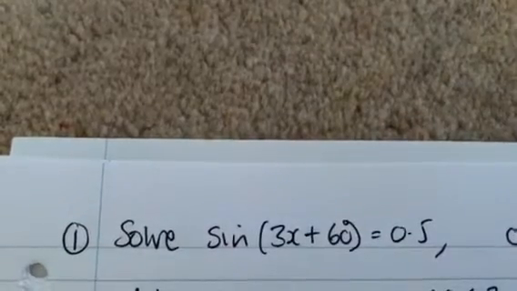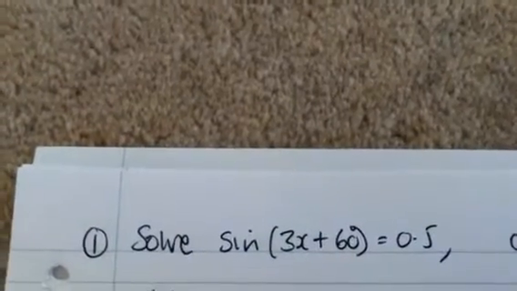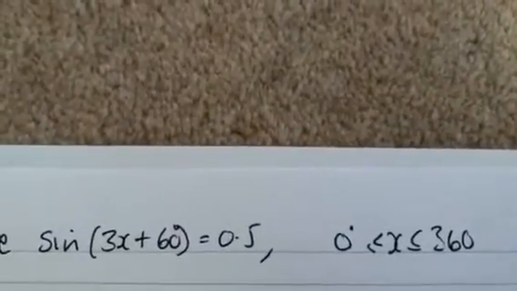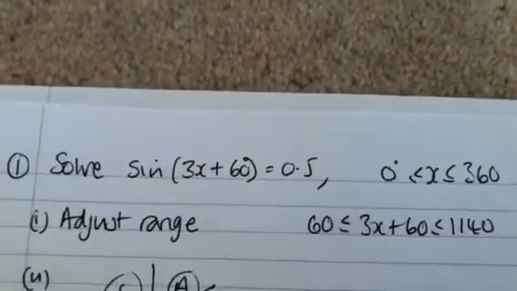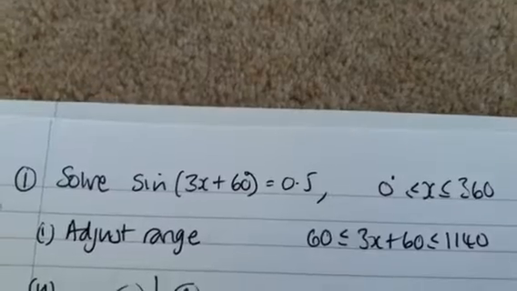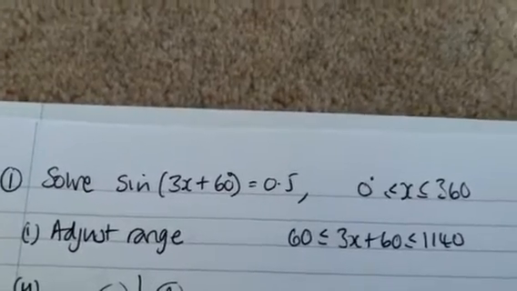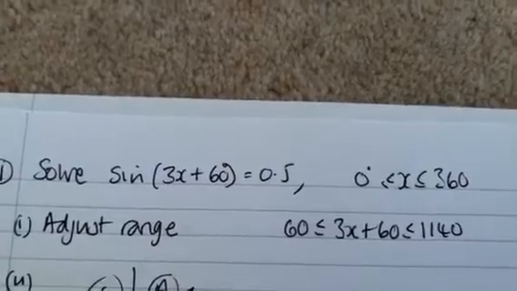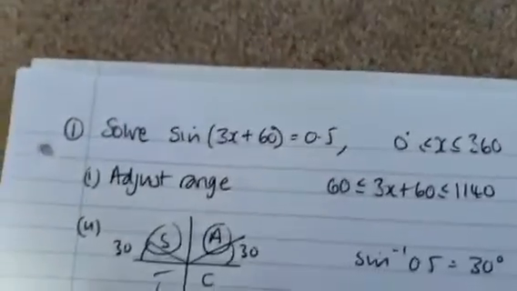Solving trig equations. So this is the first one where you would have to adjust your range. So we're going to solve sine of 3x plus 60 degrees equals 0.5, and that's for our range between 0 and 360. So the first thing I'm going to do is think about my adjusted range. If x lies between 0 and 360, then 3x plus 60 will lie between 60 and 1140 degrees.